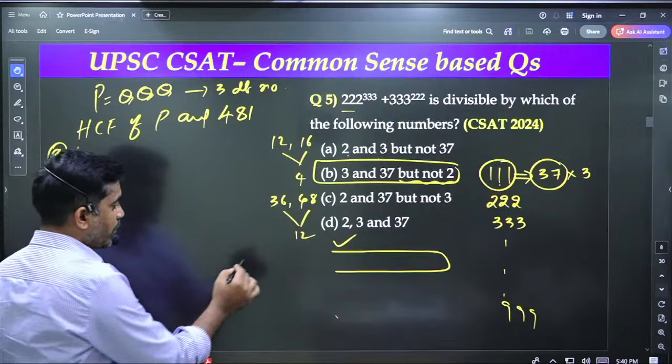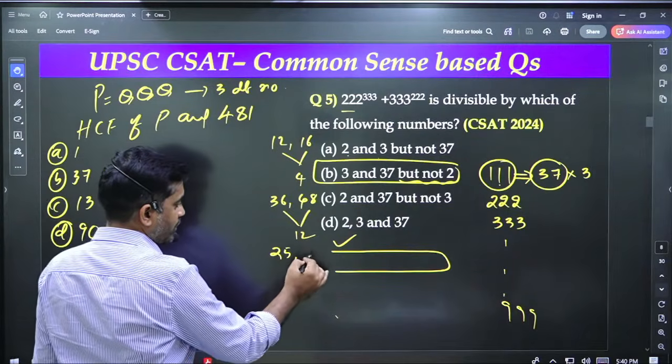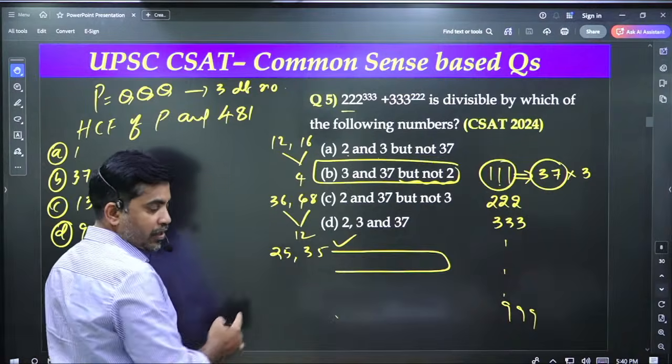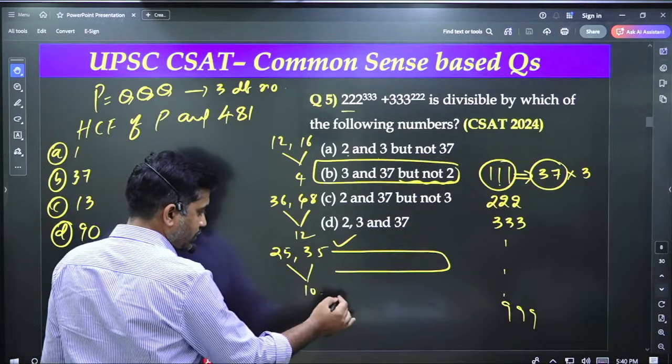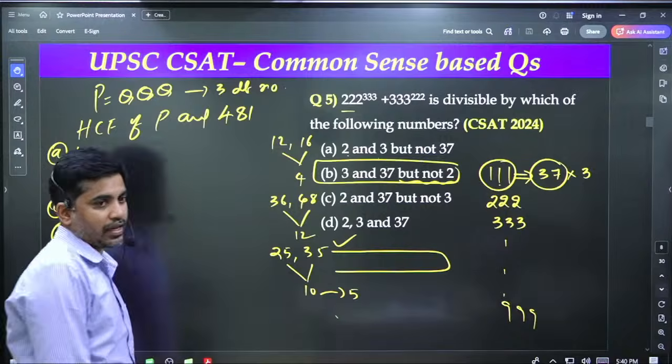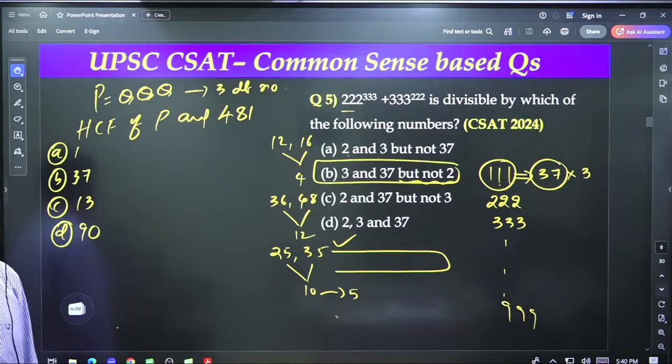For example, 25 and 35. Difference is 10, but 10 is not the answer. Difference is 10, but 10's factor 5, 5 is the answer. Simple shortcut.